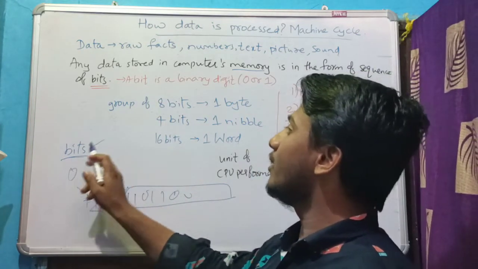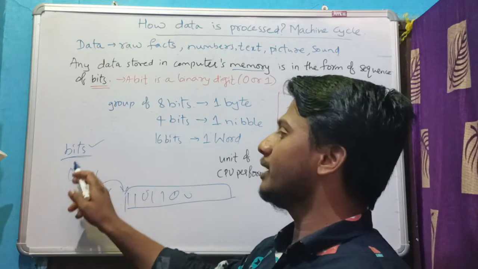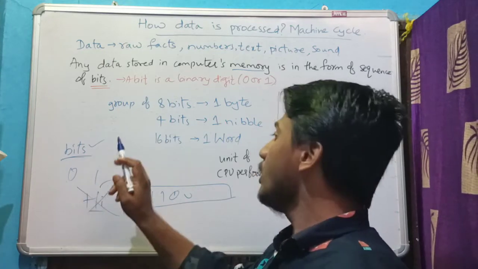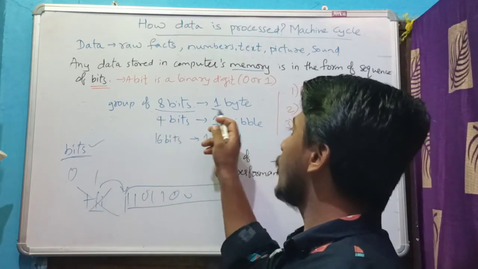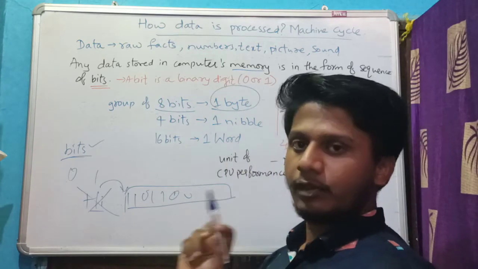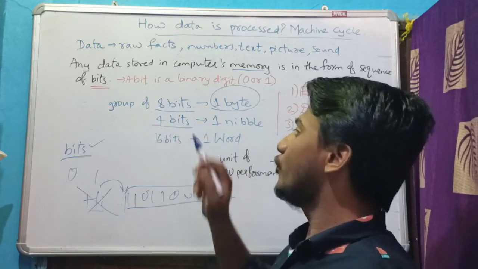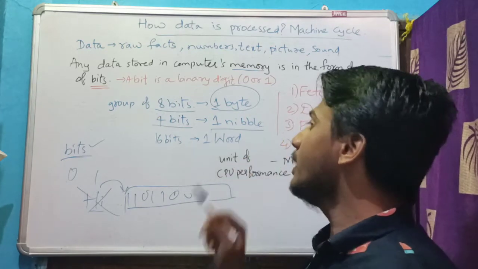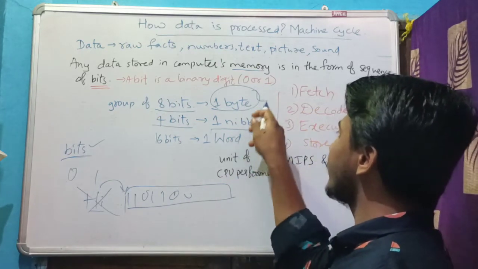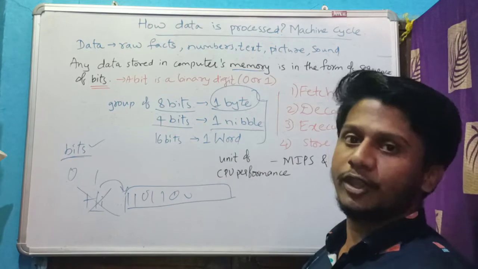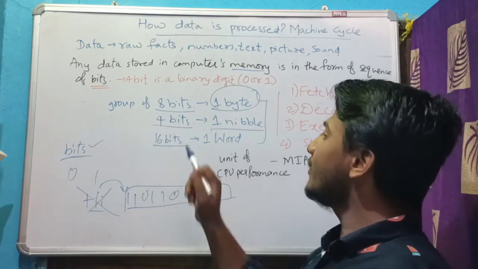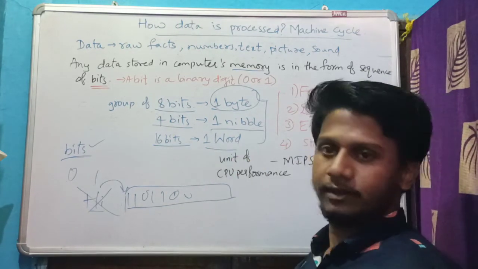Hope you understood what a bit is. A bit is either 1 or 0, and a group of 8 bits forms 1 byte. A group of 4 bits forms 1 nibble. Remember these, as they may be asked in any examination as MCQs. Then 16 bits means 1 word. Remember this.